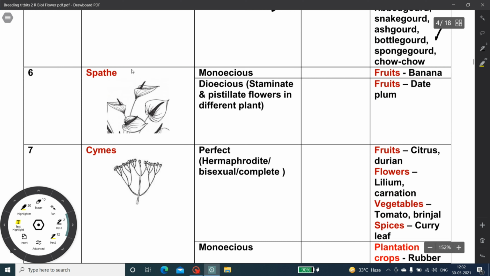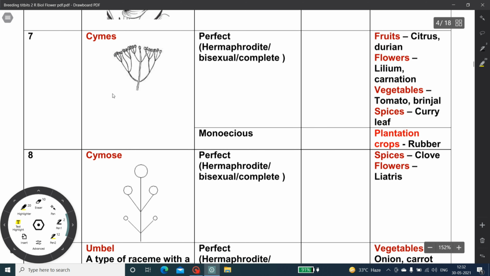The sixth type of inflorescence is spathe, and this has two types, monoecious and dioecious. The banana is an example for monoecious and date palm is an example for dioecious. The seventh one is cyme, and the flowers are mostly perfect. The examples are fruits like citrus and durian, flowers like lilium and carnation, vegetables like tomato and brinjal, and spices like curry leaf. Cymes also have monoecious types, and rubber is the best example for monoecious cyme.